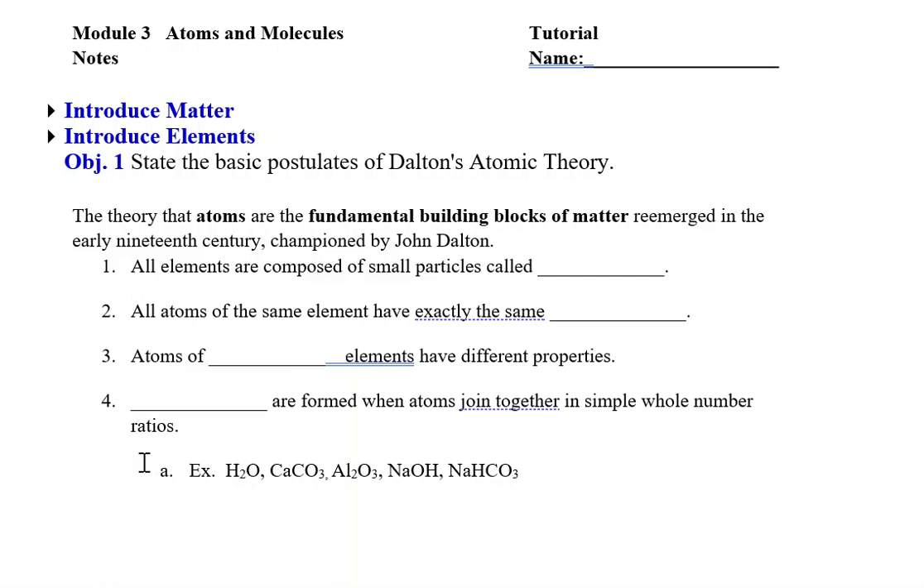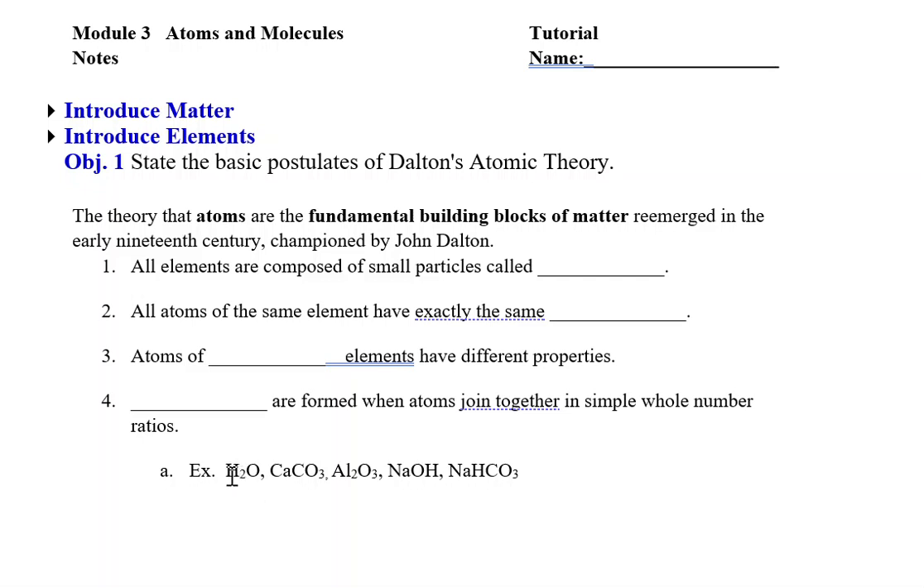And then the last thing is this. Compounds are formed when atoms join together in simple whole number ratios. And what I mean by simple whole number ratios is that in this compound here, this is a water molecule, there are 2 hydrogens for every 1 oxygen. That's a simple whole number ratio. It's not like you have 2.3 hydrogens for every 1.4 oxygens. It doesn't work that way.